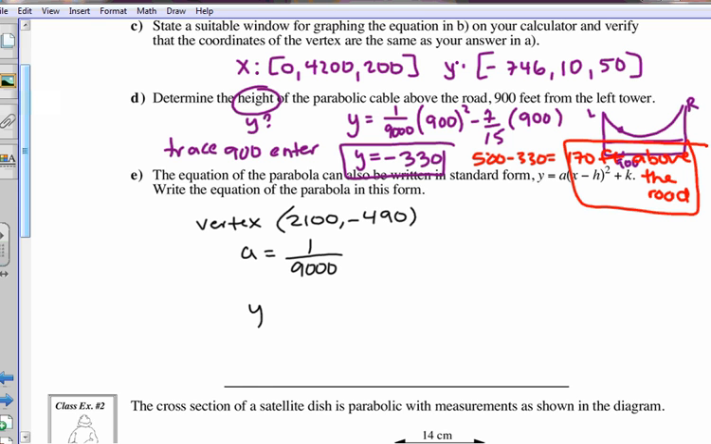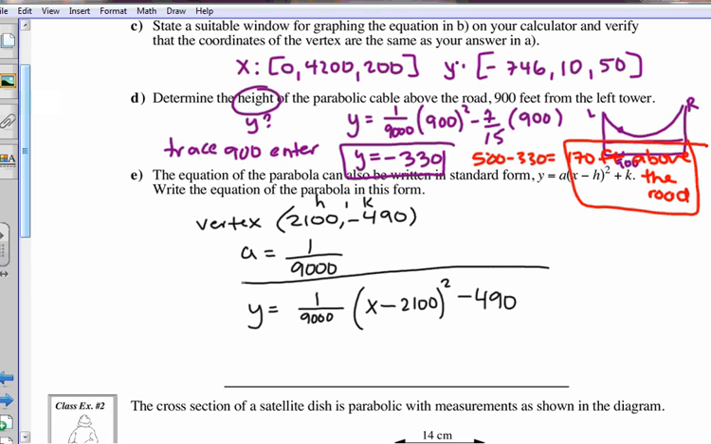So y equals our A value, 1 over 9,000, bracket, x minus h. What's h? Remember, it's h comma k. So this is the one that goes to the x: 2100, squared, plus k. So we're going to write minus 490. And there's the equation again.